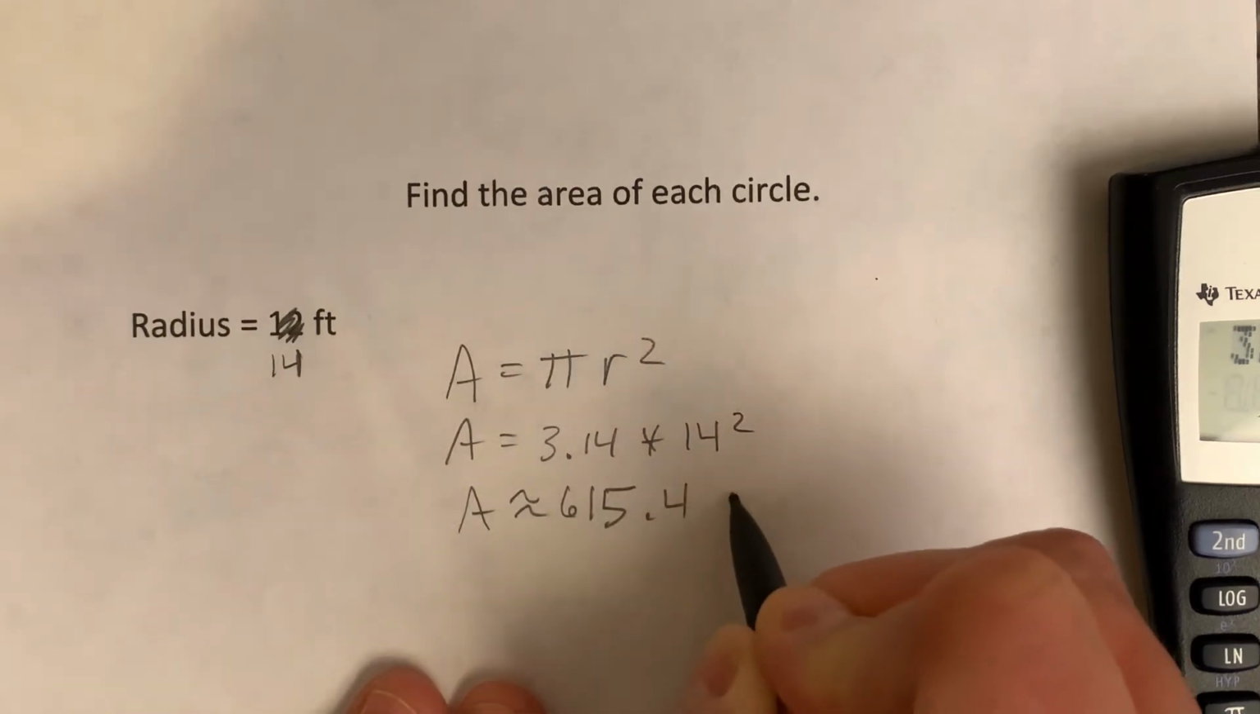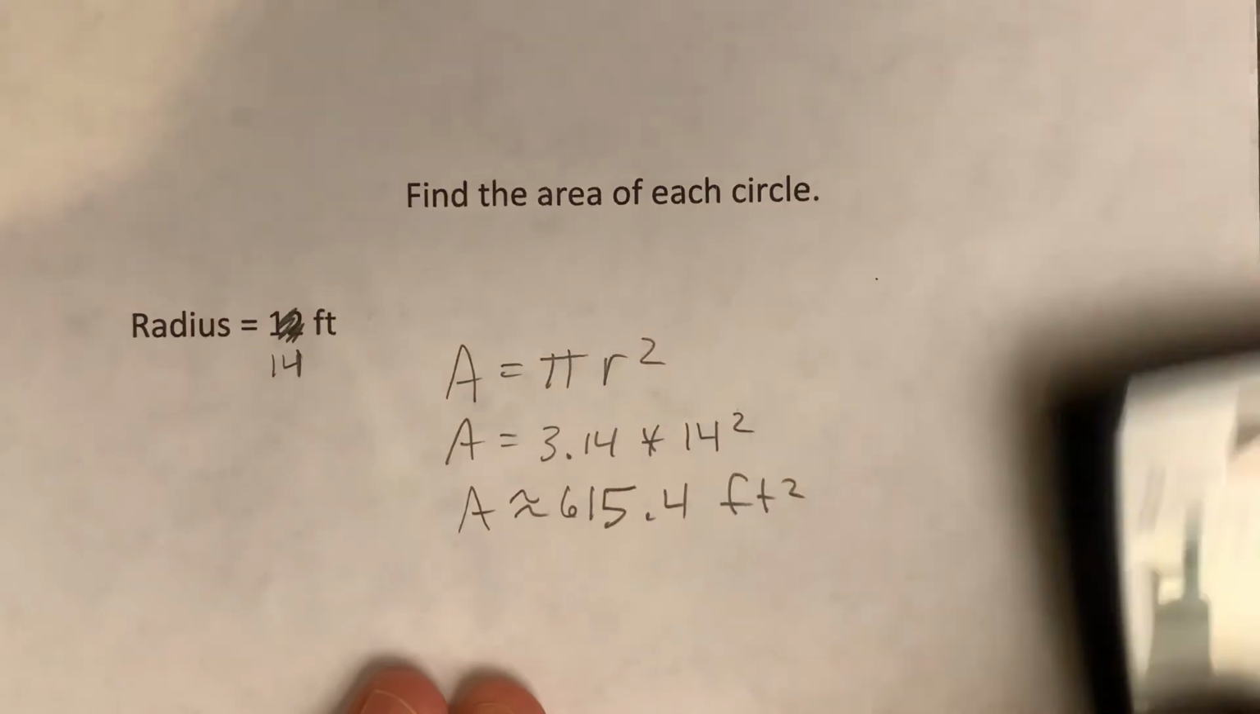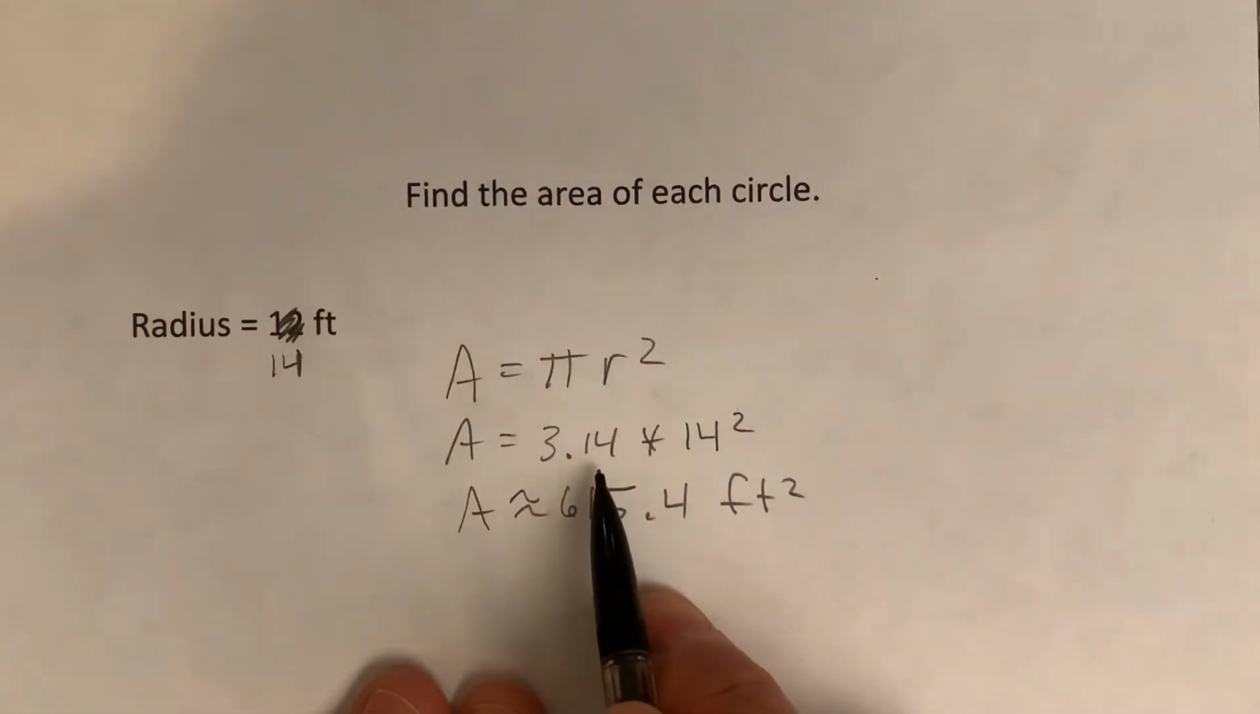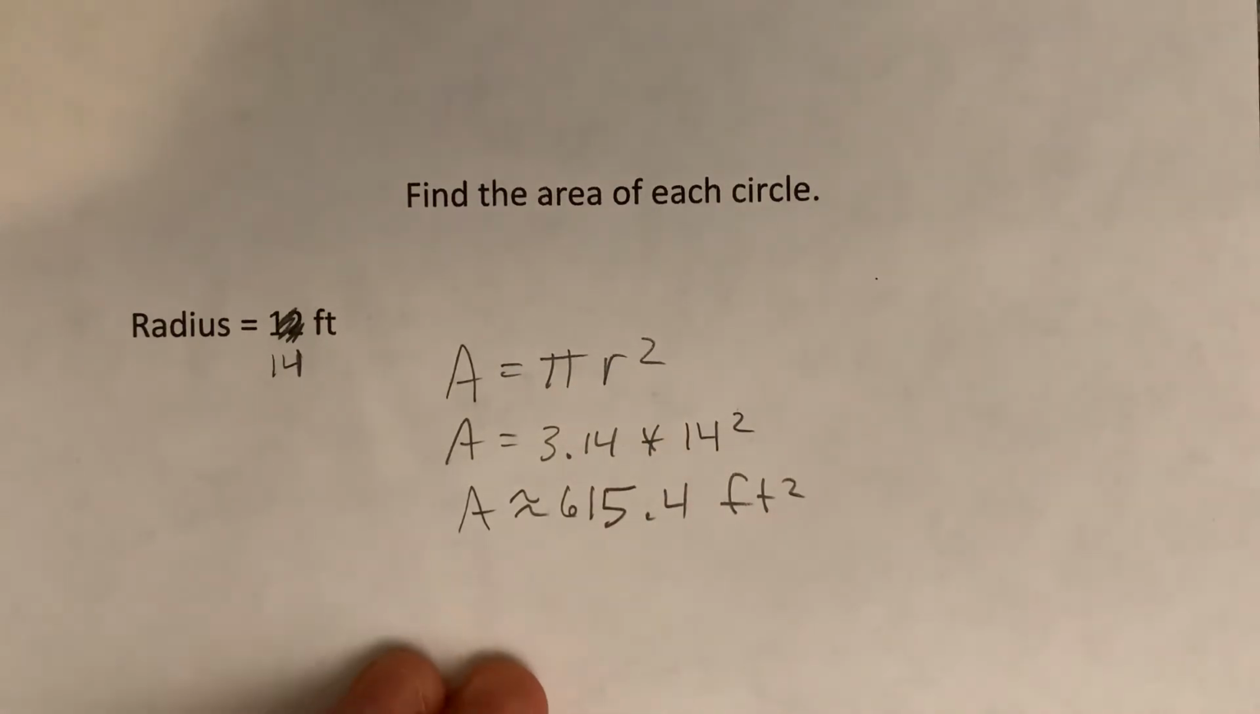615.4 feet squared. And remember, it's about for two reasons. It's about because we rounded it, and it's about because we use the value for pi that's not exactly equal. Right? Now let's try a couple more. These are a little bit harder.